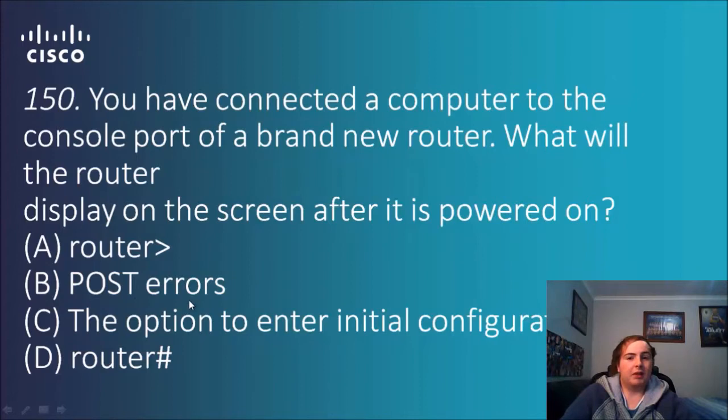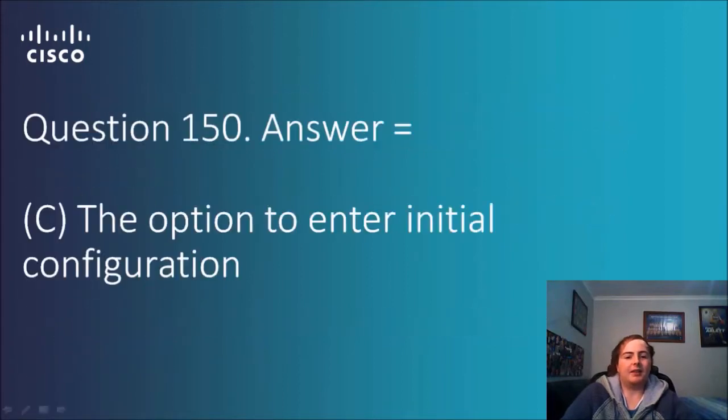POST errors, pretty unlikely since it's a brand new one. Router, that would assume that there is a config on there, and brand spankers probably wouldn't have a config on there. You'd have to do that yourself. And router with the hash means it's in privilege exec mode, so we haven't even thought about getting there if we can't even get to that screen. So we've got C as the answer here, the option to enter initial configuration, and it makes sense, really.